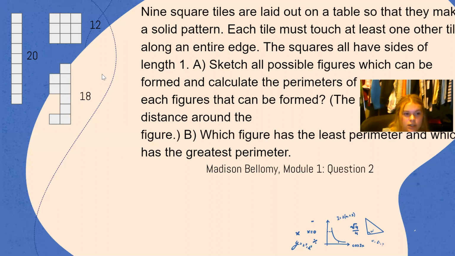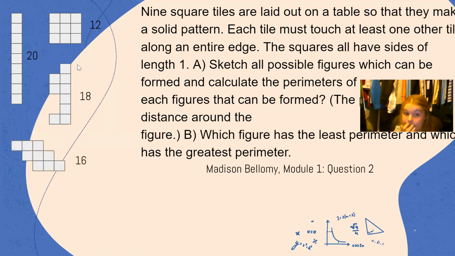And in our next figure, all of our sides are touching at least one other tile along one side length. And this perimeter is equal to 18. We have 1, 2, 3, 4, 5, 6 going down this side. 2, that is equal to 8, 9, 10, 11, 12, because there's 2 right here. 13, and then we have 14, 15, 16, 17, and 18.